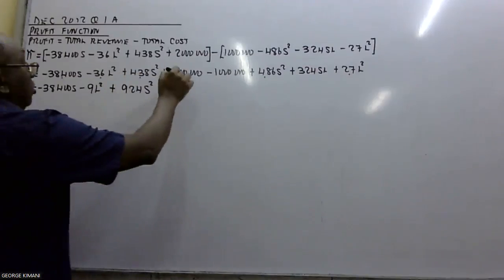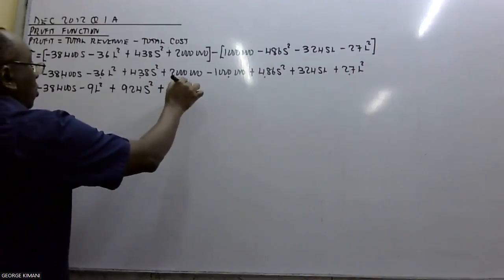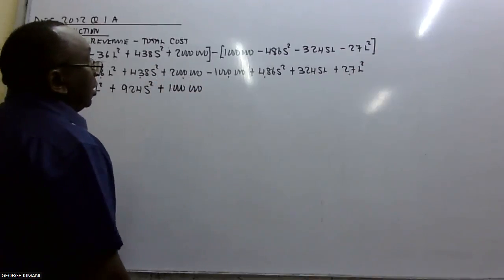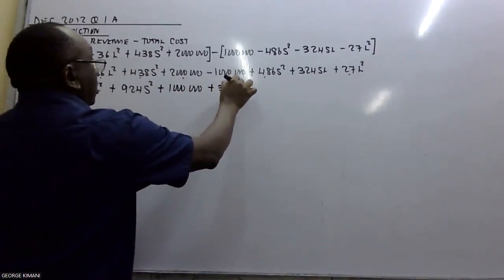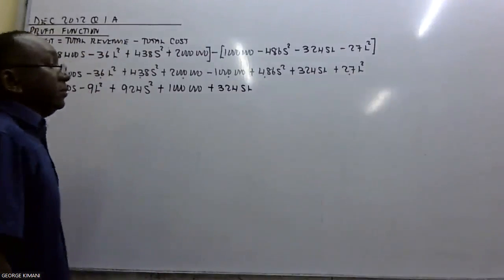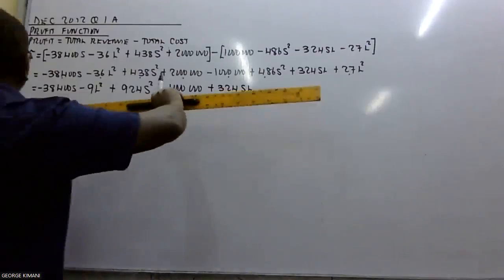Then this 2 million joins this 1 million so that you are left with 1 million. And then this 324SL is left on its own. So that is what we call the profit function.